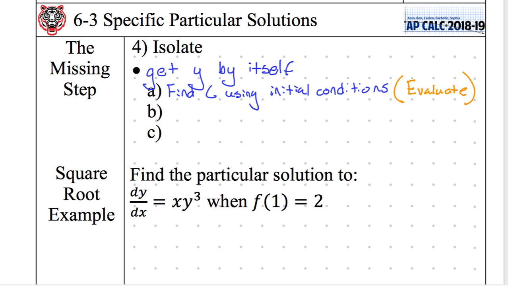And then for part B, you need to plug that C in. Plug C into the original equation. And then the last step is to isolate y.